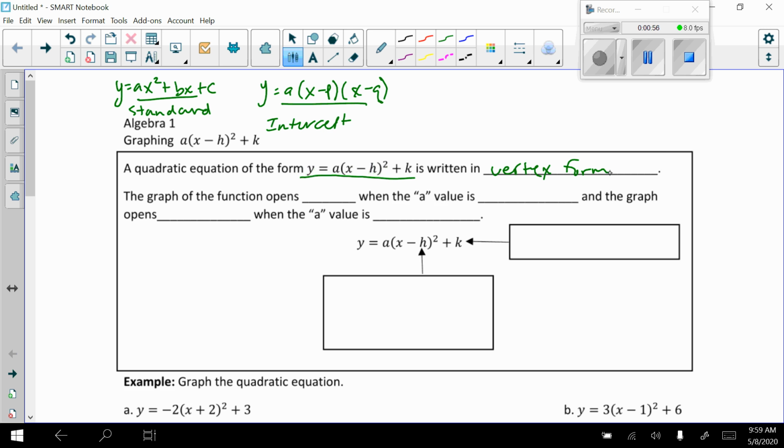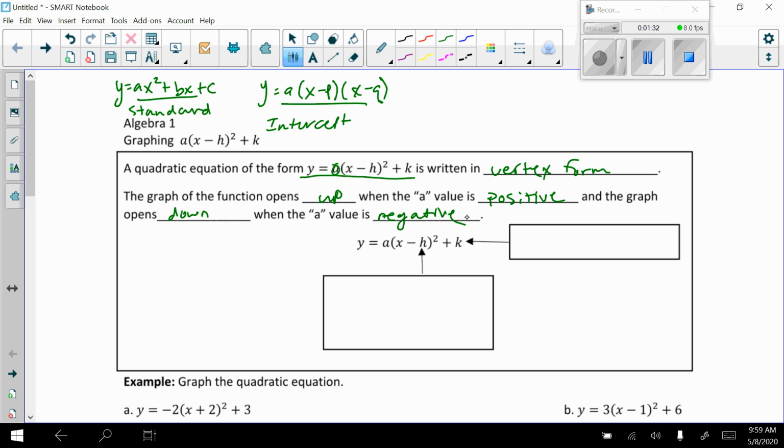A couple quick things about this type of quadratic equation. The graph opens up when the a value, or the front value, is positive. Notice how that's the same. That trick always works no matter what form of quadratic you're working with. The sign of the leading coefficient will always tell you if your parabola opens up or down. If it's positive, it opens up. The parabola opens down when the a value is negative. So that is always the case. We can always use that little trick.